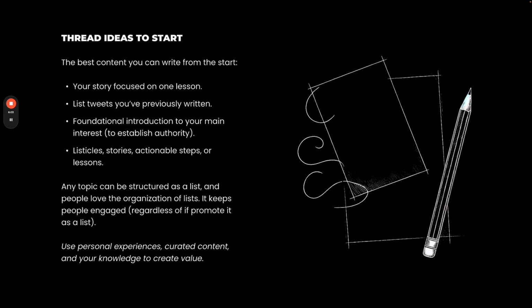Second is just list tweets that you've previously written. What I mean by list tweet is think how to become confident, and then you list steps 1, 2, 3, 4, 5, and then you tie it all together. Those 5 bullet points of that tweet can all be turned into points of a thread and expanded on. So any list tweets that you've written, like how to do this, reasons you should do this, top 7 ways to do this, top 10 skills to learn, can all turn into threads, especially if the tweets did well, and I would recommend doing that.